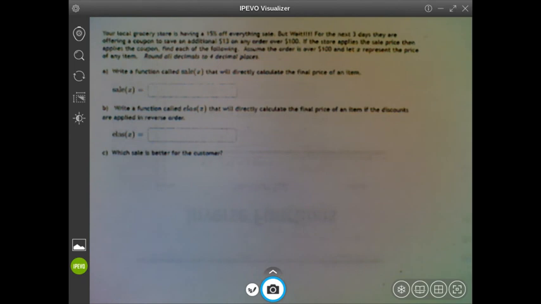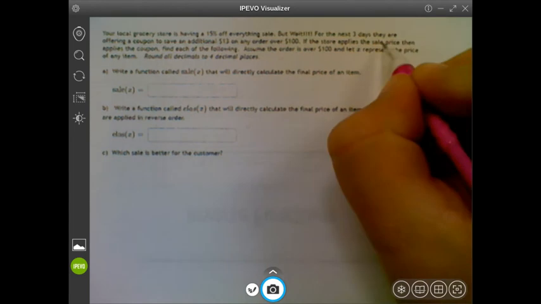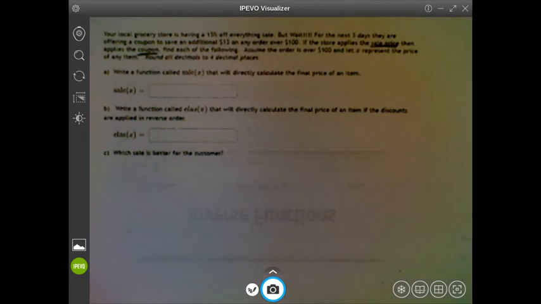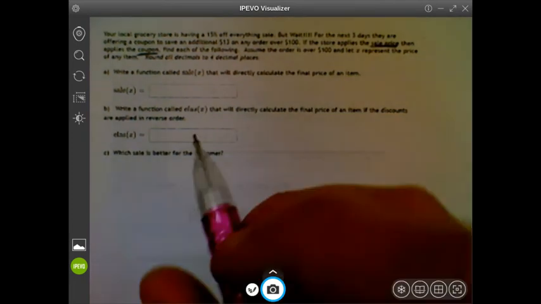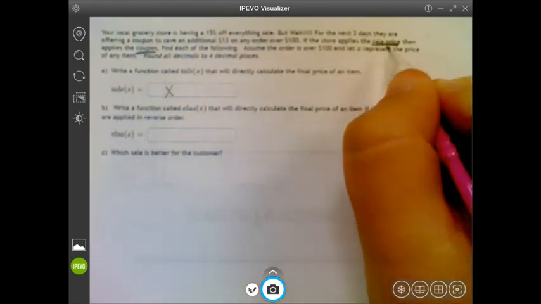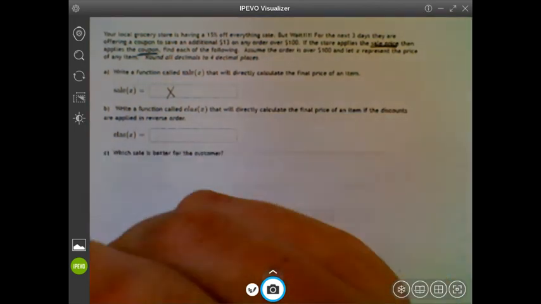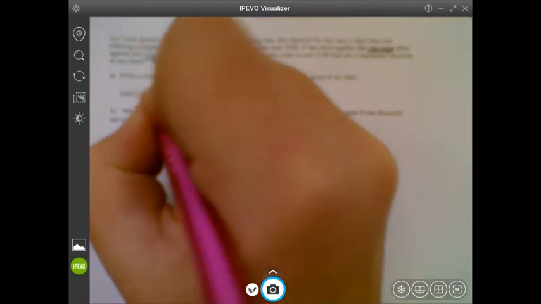All right, so the order that they're doing this in is the sale price, then the coupon. So your sale price goes first, then your coupon, which means that when you take the price of your item, you're going to have the sale price first, and the sale price is 15% off. So how would we calculate 15% off? We would multiply it, right?